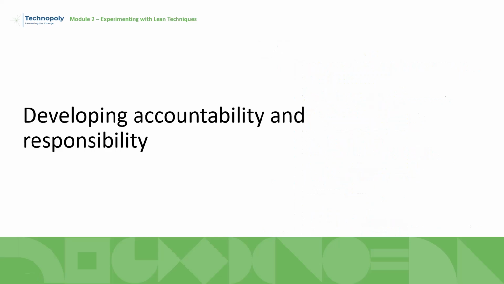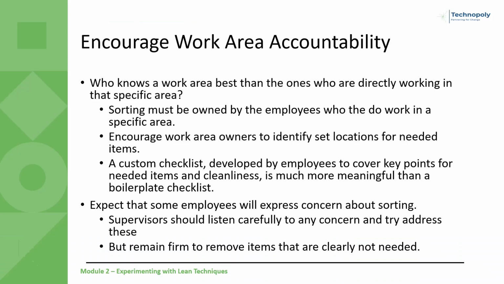Now, in order for the 5S system to be successful, we will discuss that the most important factor is the commitment, participation, and involvement of everyone. Who knows a work area best than the ones who are directly working in that specific area? When implementing the first step of 5S, sorting must be owned by employees who do the work in a specific area. Also, encourage work area owners to identify set locations for needed items.